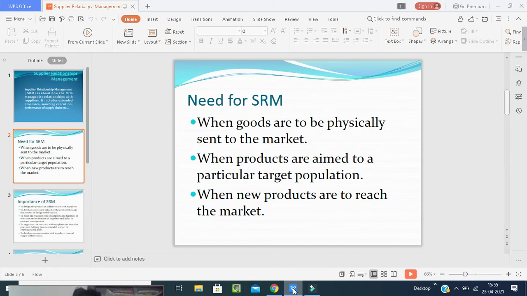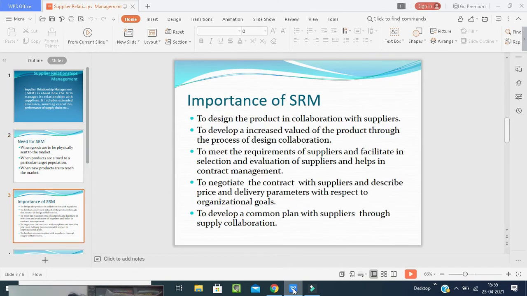When products are aimed at a particular target population, when new products are to reach the market. See, in all these cases, the goods are physically sent to the market. At that time also we need a good relationship. In all these criteria, we need SRM.